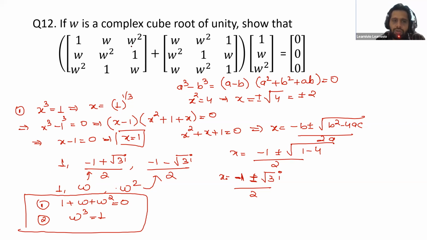Now please solve this question. What you need to do is add these two matrices, then finally multiply this with this. Finally, you will get 0. Please try this question and let me know if anyone faces any issue. Just add these 2, apply the property, then finally multiply.